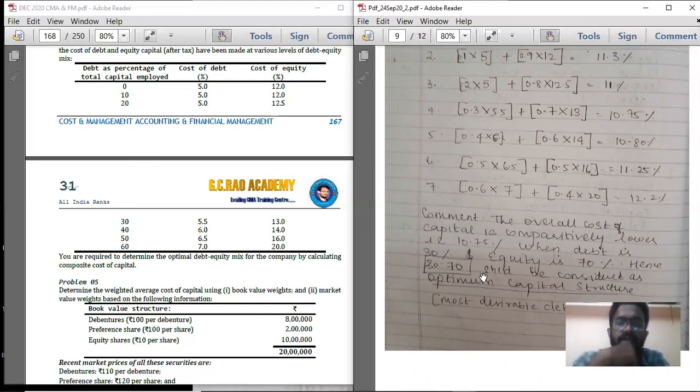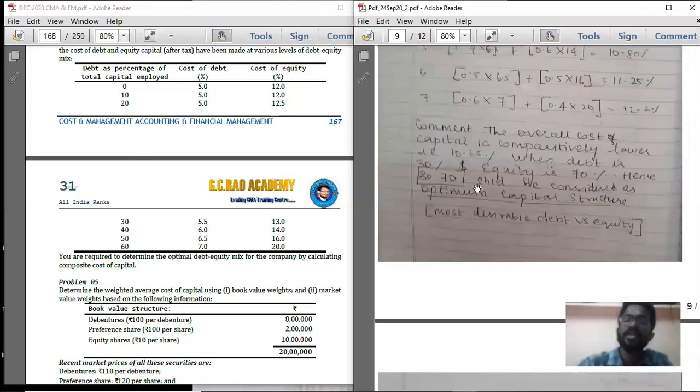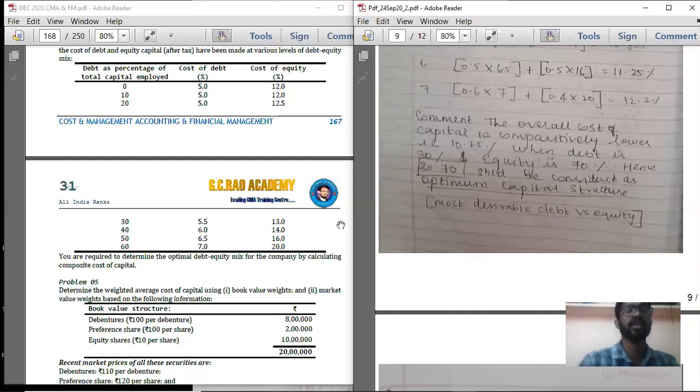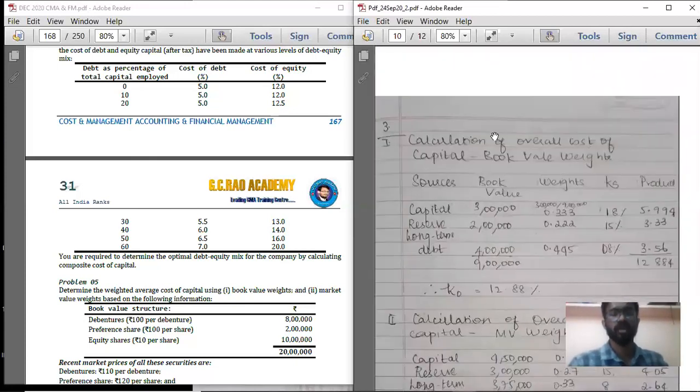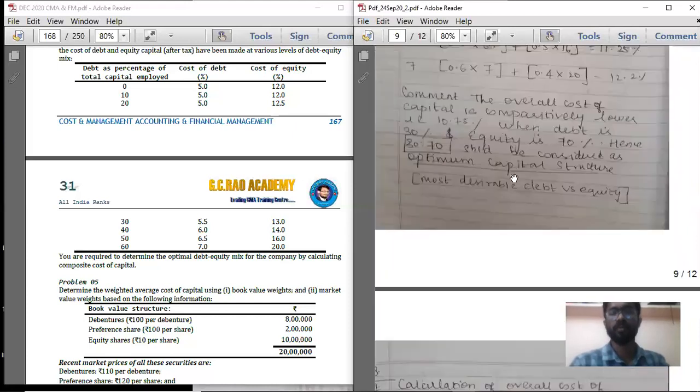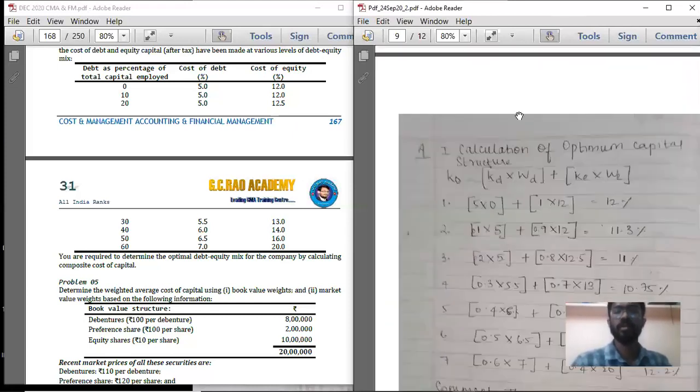Hence 30 is to 70 should be considered as the optimum capital structure. We can even take it as, don't take it as optimum capital structure, it can be considered as the most desirable debt versus equity mix. The capital structure should be 30 is to 70. That is, equity should be 70 and debt should be 30, so that your overall cost of capital will be very low, so that your profits can be more. So that is problem number 4. So with that, we have completed problem number 4.